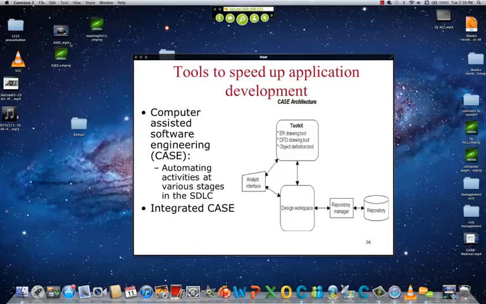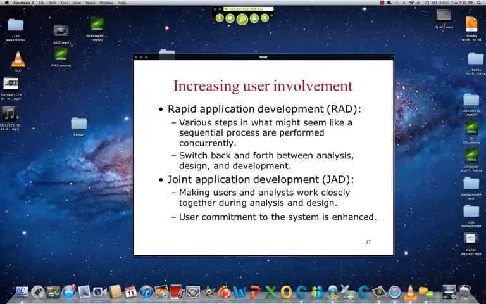So one way is to use special software. The other way is to change the way you do this methodology. One thing is called rapid application development. We said that you should do all those steps in sequence. Here the idea is different. Here they say some things you don't have to do in sequence. You can work on some things simultaneously.